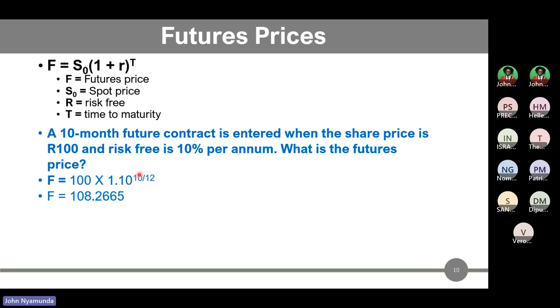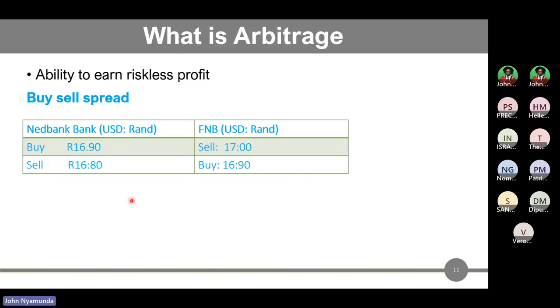Also confusing people sometimes, they say, how do I say to the power of 10 over 12? My calculator can't even do that. What you can do, ladies and gentlemen, is you can say 10 divided by 12. You find an answer, you write it somewhere. Then you can say 1.1 to the power of that, whatever decimal places you have, times 100, it will give you 108.